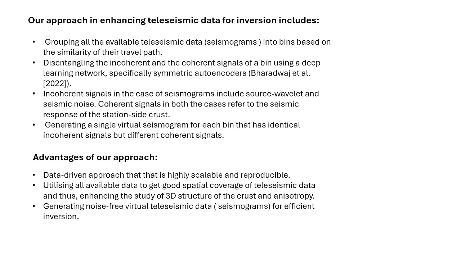So our approach in enhancing the teleseismic data, that is the seismogram for inversion, includes grouping all the available teleseismic data from teleseismic earthquakes into bins based on the similarity of their travel path. We try to disentangle the coherent signal and the incoherent signal of a bin using a symmetric autoencoder. The incoherent signal here represents the source wavelet and seismic noise, and the coherent signal represents the seismic response of the station side crust.